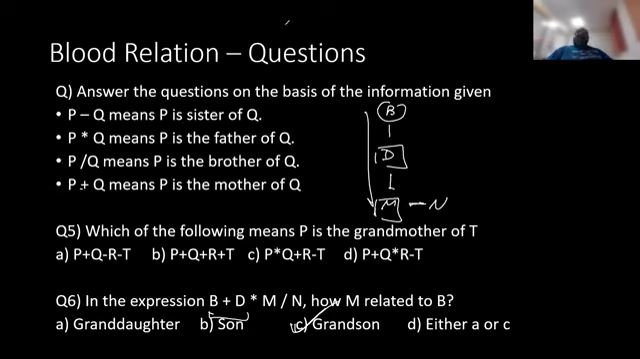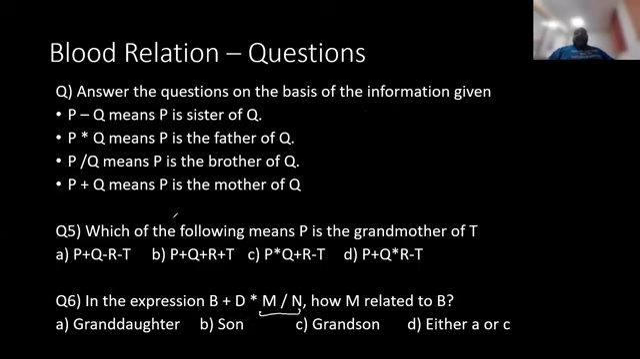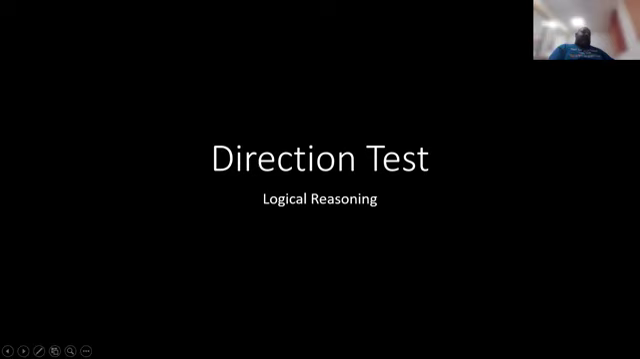I could also have done this using the generation and gender concept because see, M divided by N means M is a male. Because M is a male, M cannot be the granddaughter, and therefore either A or C is not possible. It would be the son or the grandson. Between B and M, there is a gap of 2 generations. Therefore, it has to be a grandson, cannot be a son. 2 generations, one because of the plus, one because of the into. So this is family tree, blood relation, broadly 3 types of questions. And finally, the easier topic of the day, direction test.